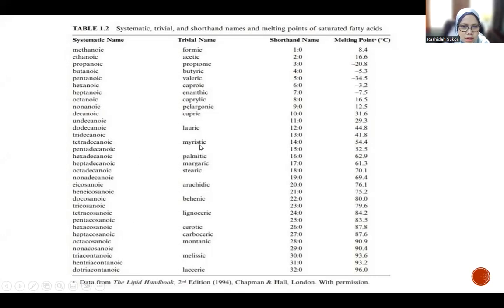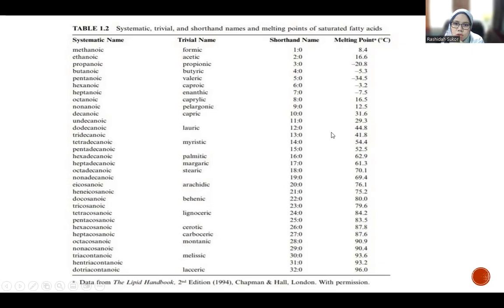In food normally we start from lauric acid, or dodecanoic acid. It is C12, the melting point is about 44. Then we have palmitic acid, which is abundant in palm oil. It's C16, the melting point is 62. Then we have stearic acid, linoleic acid, linolenic acid. There are many, but you don't have to memorize this.